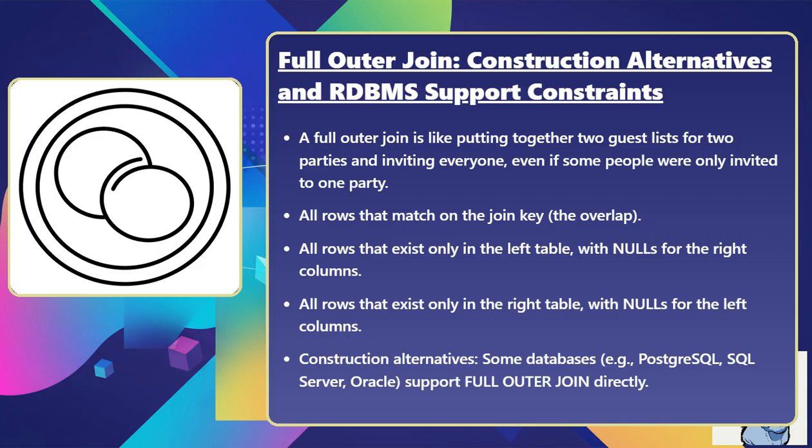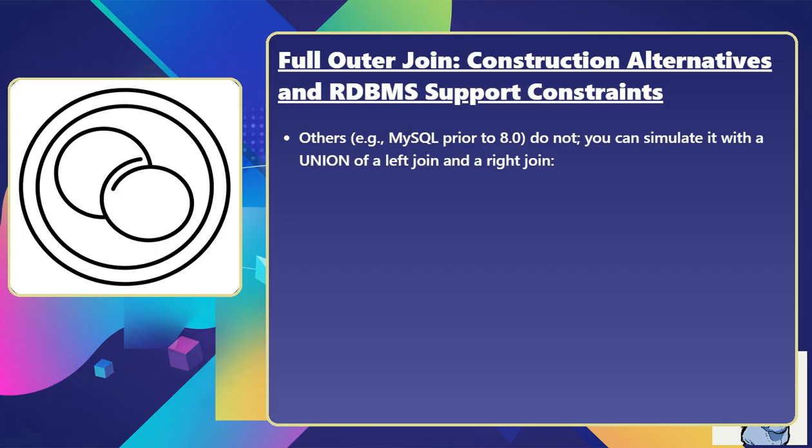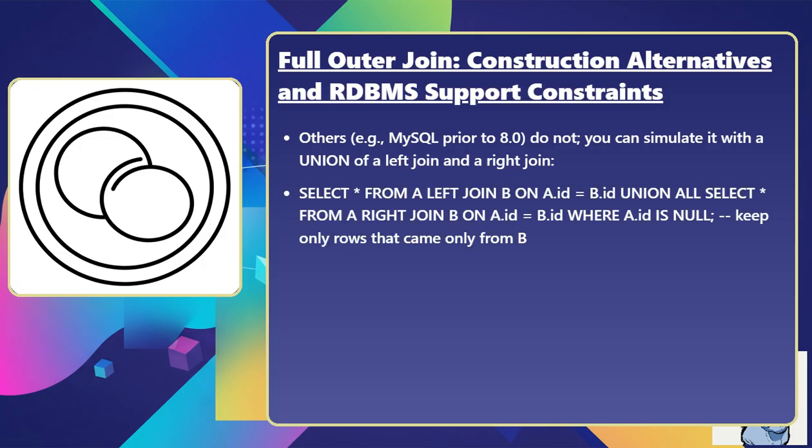Construction alternatives. Some databases, such as PostgreSQL, SQL Server and Oracle, support full outer join directly. Others, such as MySQL prior to 8.0, do not. You can simulate it with a union of a left join and a right join. SELECT all FROM A LEFT JOIN B ON A.id = B.id UNION ALL SELECT all FROM A RIGHT JOIN B ON A.id = B.id WHERE A.id IS NULL. Keep only rows that came only from B.